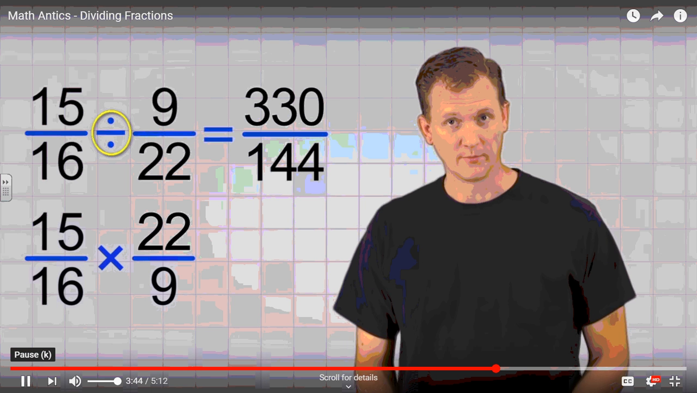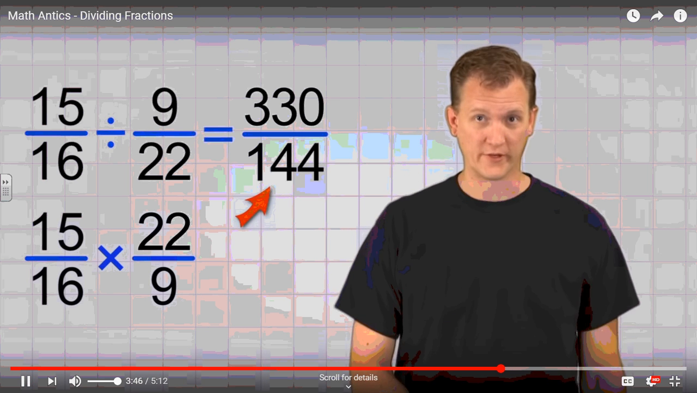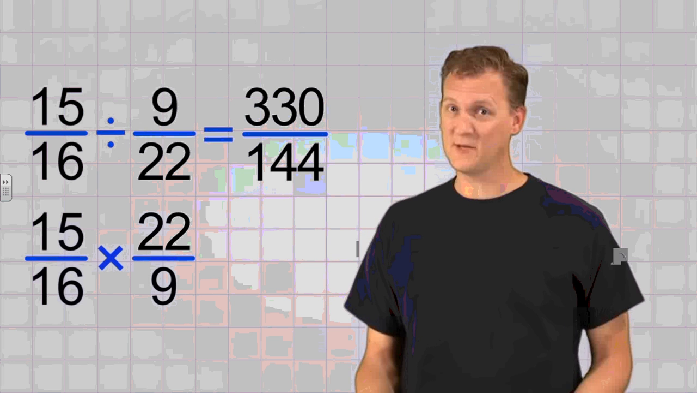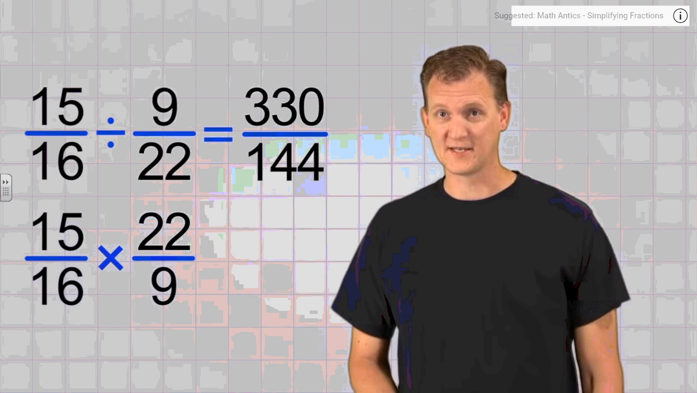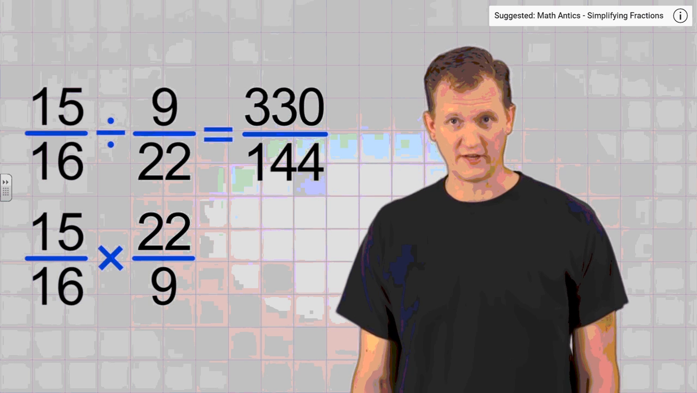Problem is 330 over 144. Of course, that could be simplified for your final answer on the test, but we cover simplifying fractions in another video. All right, that's how you divide fractions. You just multiply by the reciprocal and you have your answer. But there's one more thing I want to show you.